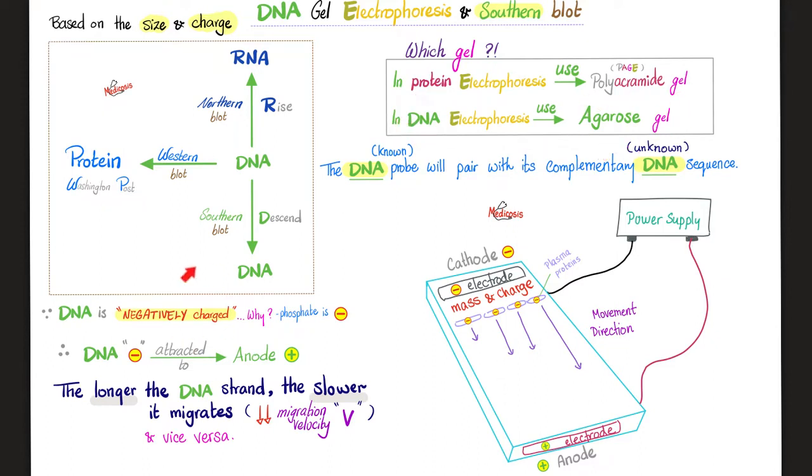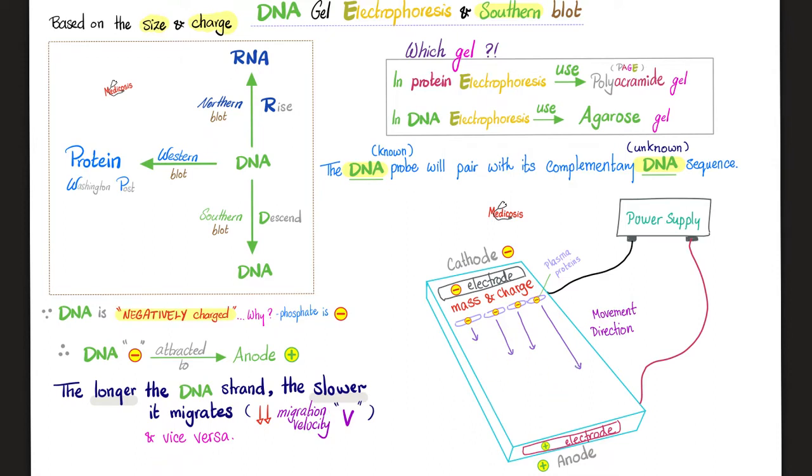Remember that my DNA is negatively charged. If I am negatively charged, I'll be attracted towards the positive electrode, i.e. the anode. And I will keep migrating from the cathode towards the anode, from the negative electrode towards the positive electrode. And the longer the DNA strand, the slower it migrates, i.e. the lower the migration velocity, and vice versa.